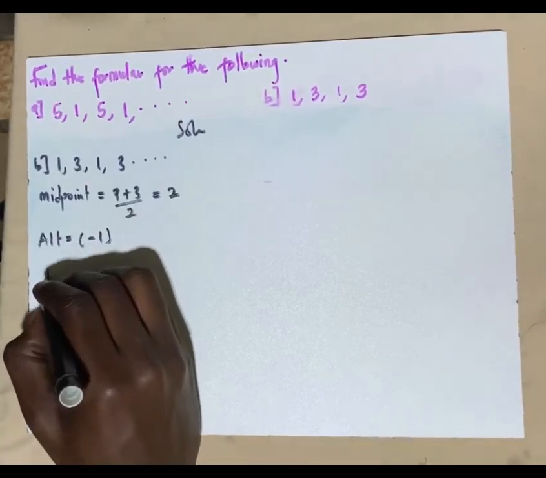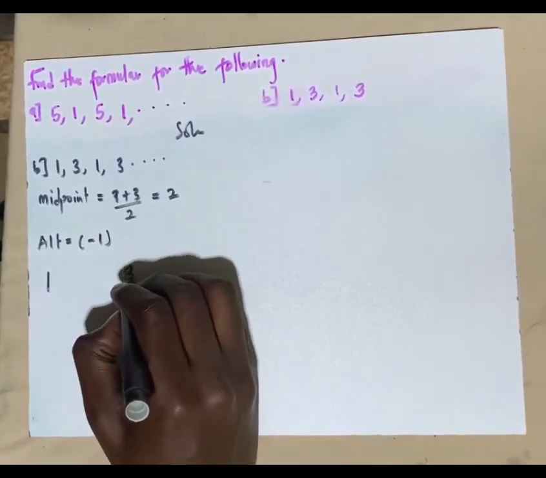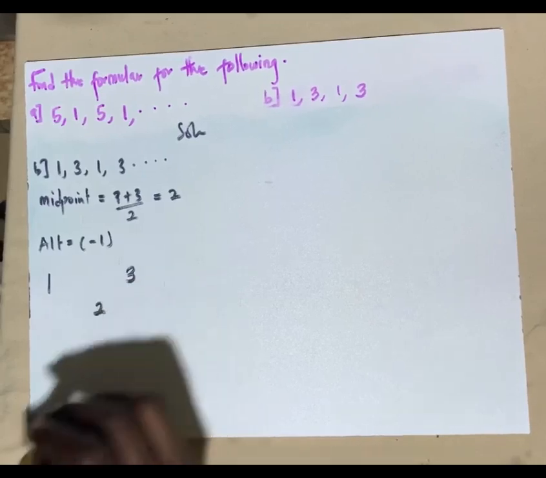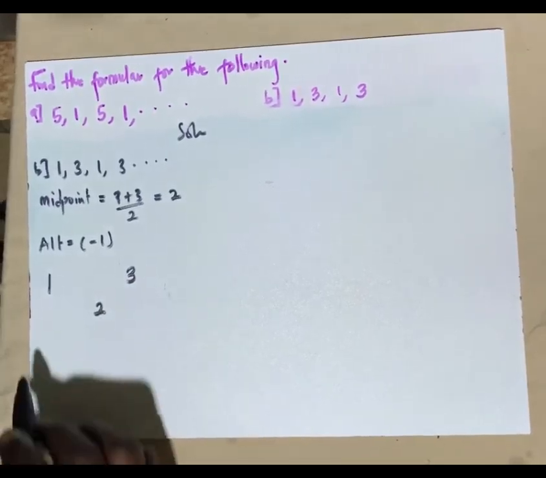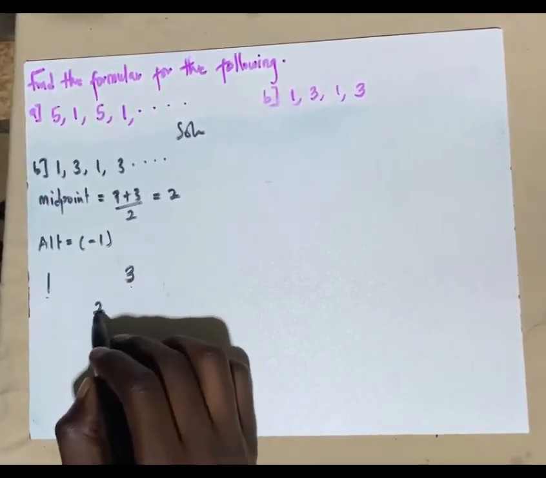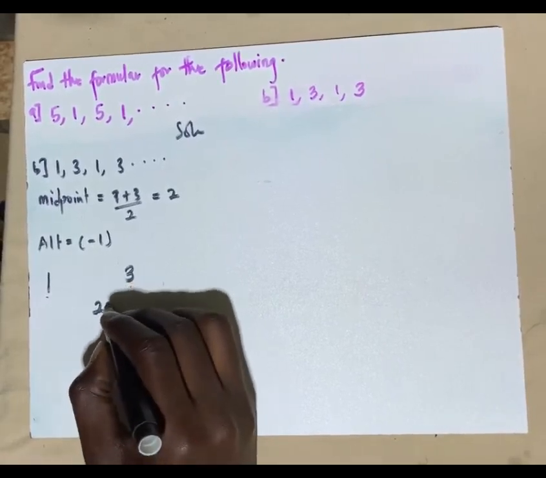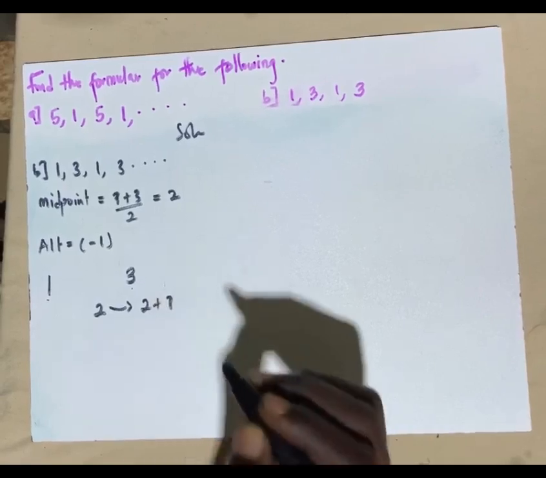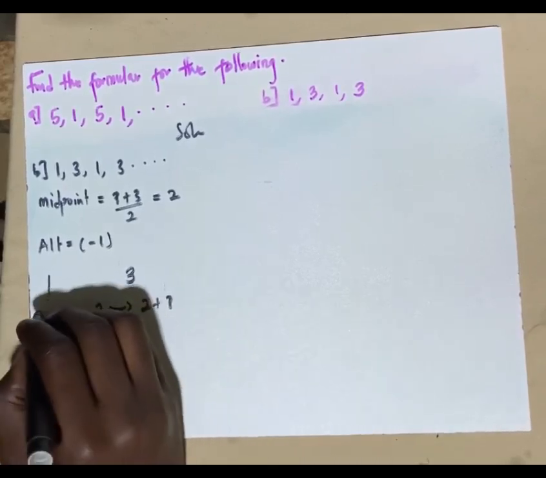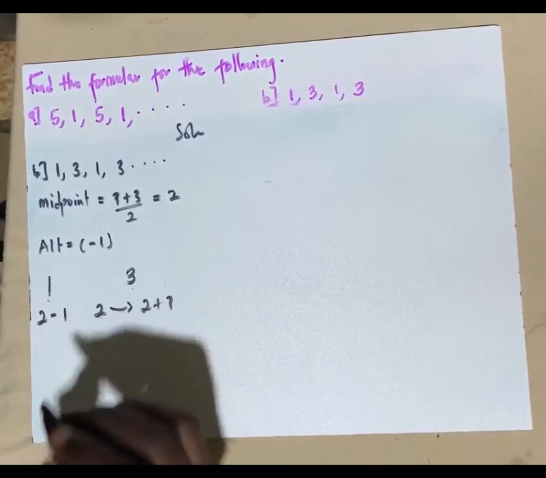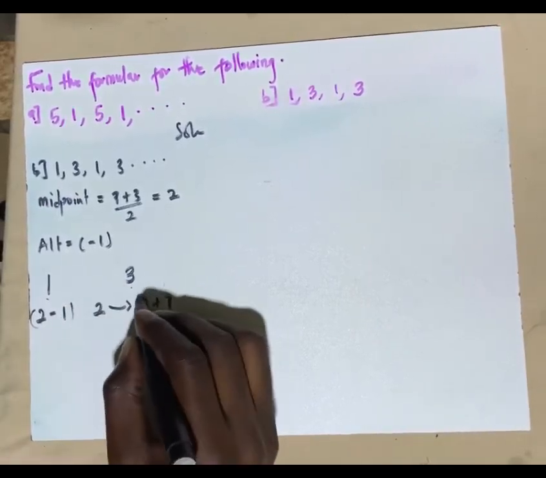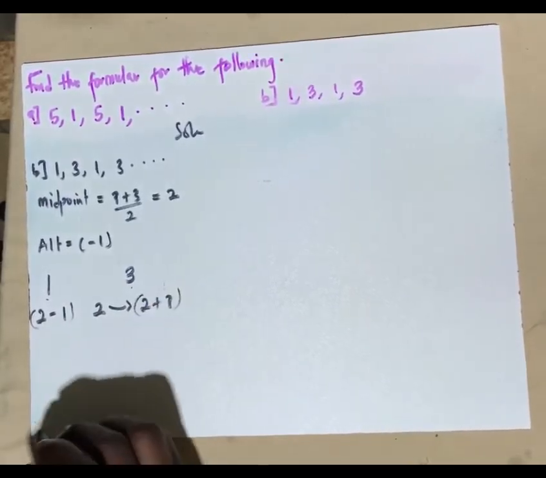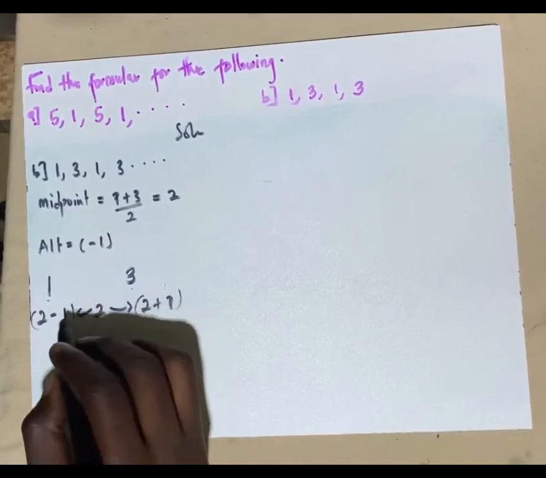Now let's look at what we are supposed to add or subtract to get the values to the right and left. So this is our 1, this is our 3, this is our midpoint. What can we do to get 3? We can just add 1 to the midpoint. And what can we do to get 1? We can just subtract 1 from the midpoint. So the value that we are going to be working with is going to be 1.